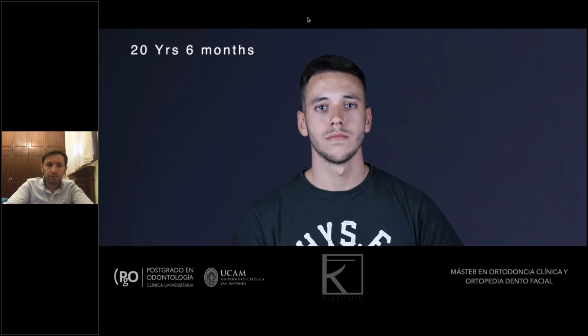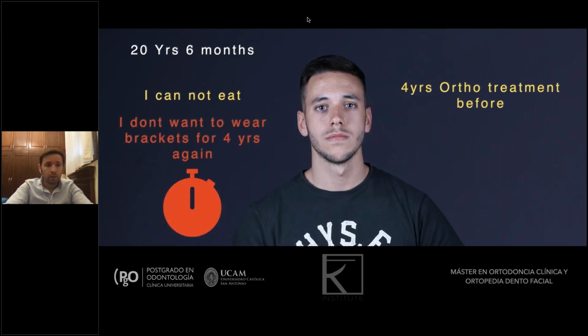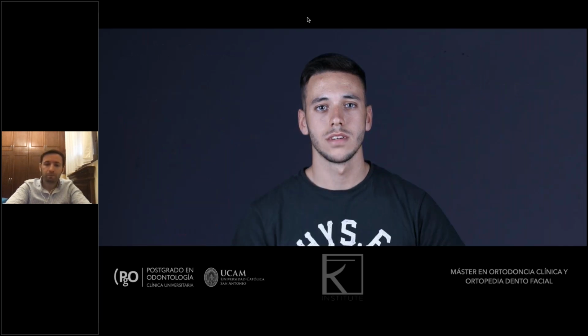And look at this patient. He has suffered 4 years of ortho treatment before, and he tells me that he cannot eat. And for sure he doesn't want to wear brackets for 4 years again. So this is not an easy case.